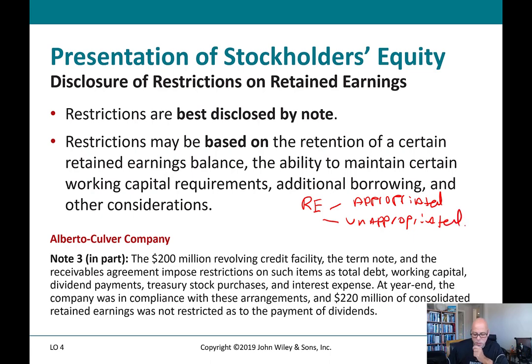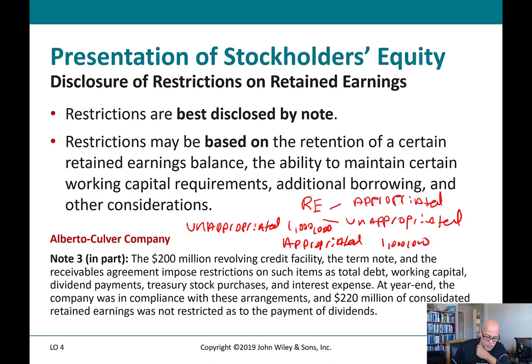Now if my retained earnings is appropriated for something like the use of this building, to pay for this building that I plan to build, then I will debit my unappropriated retained earnings for say $1 million, and I'll credit my appropriated retained earnings for say $1 million, whatever. And then I might even put note three or note two or whatever it is. And of course, this note isn't going to line up with my example. But then I would explain in a footnote that I have this appropriation for this building of my retained earnings.